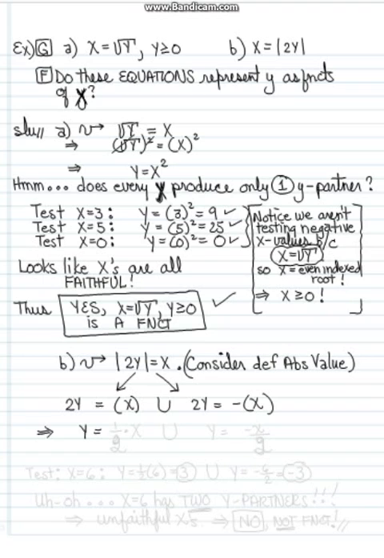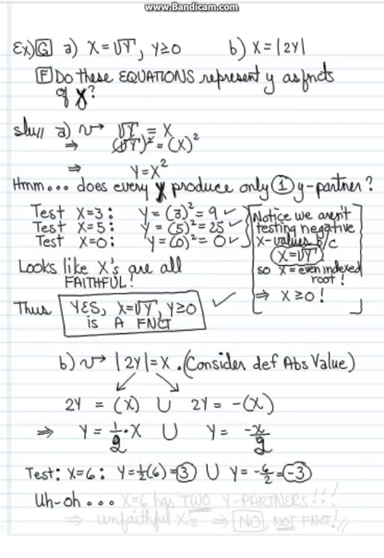Okay, so that implies that y equals 1/2 times x when I solve for y. And this one is y equals negative x over 2. Okay, so we've got 1/2 x and negative 1/2 x. That's what we have for the y's. Let's test x equals 6. Does it have only one y partner? Y equals 1/2 times 6, which is 3. Also, y equals negative 6/2, which equals negative 3.